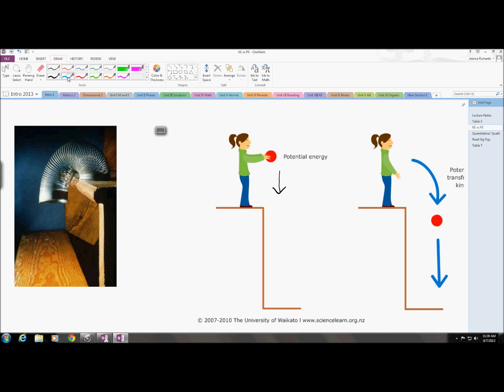Over here, the girl has the ball and she's holding it up. So she has created potential energy because she's holding it above the earth, and gravity's pulling down on it. As soon as she takes her hands away, gravity pulls it down, and that motion is kinetic energy.